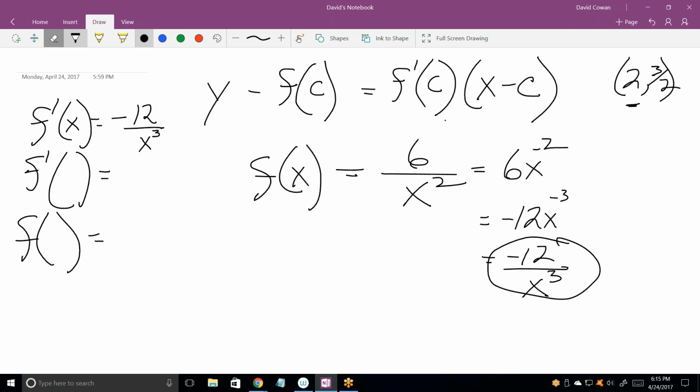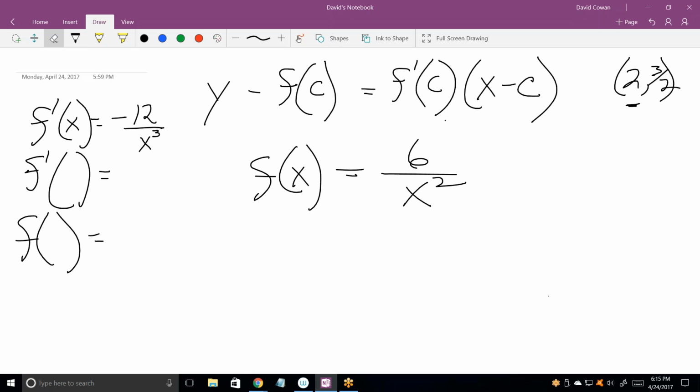Using the power rule, converting a quotient rule to a negative exponent. Okay, now we're going to evaluate it. We need f prime of 2, and we also need f of 2. So tell me what f of 2 is. 3 over 2. And tell me what f prime of 2 is.